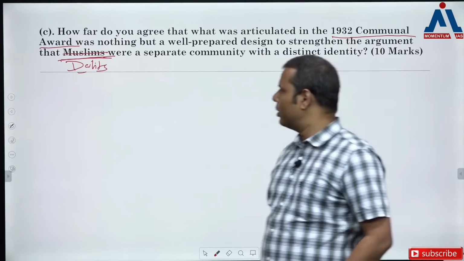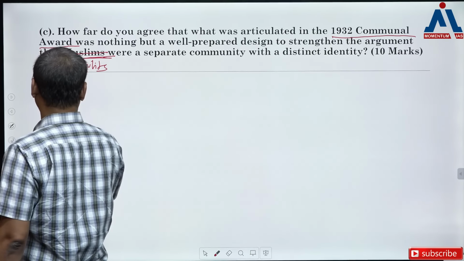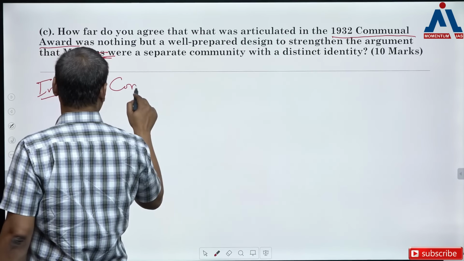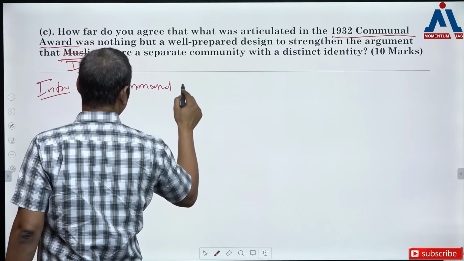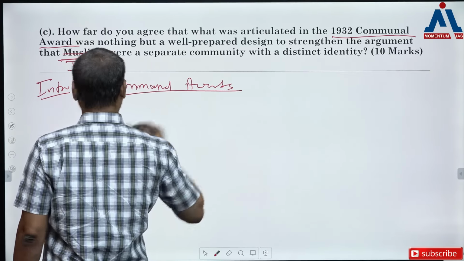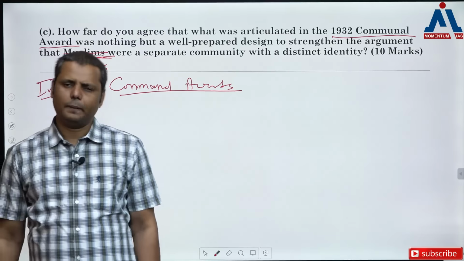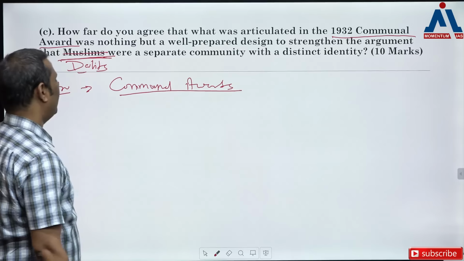So you'll be writing about what is this communal award, okay? In the introduction, you'll simply write the communal award. If you have some statements of certain people, you can start your answer with them also, okay? If there are some statements of leaders, you can start the answer with them, communal award, right?